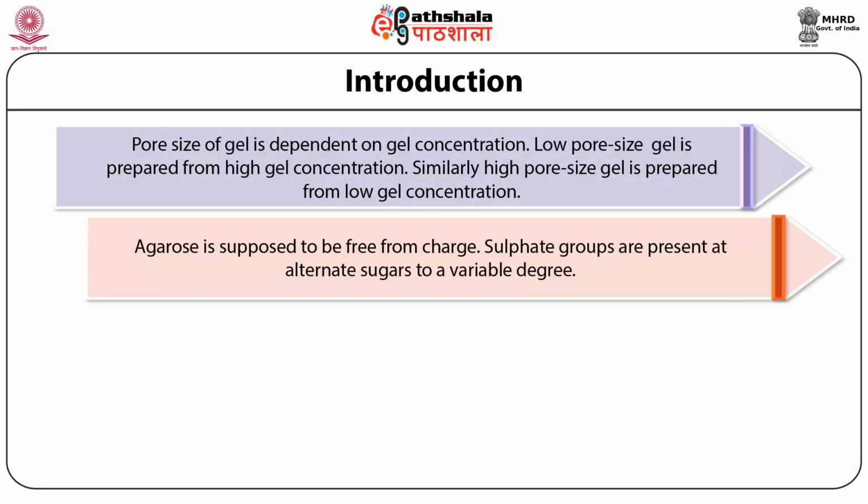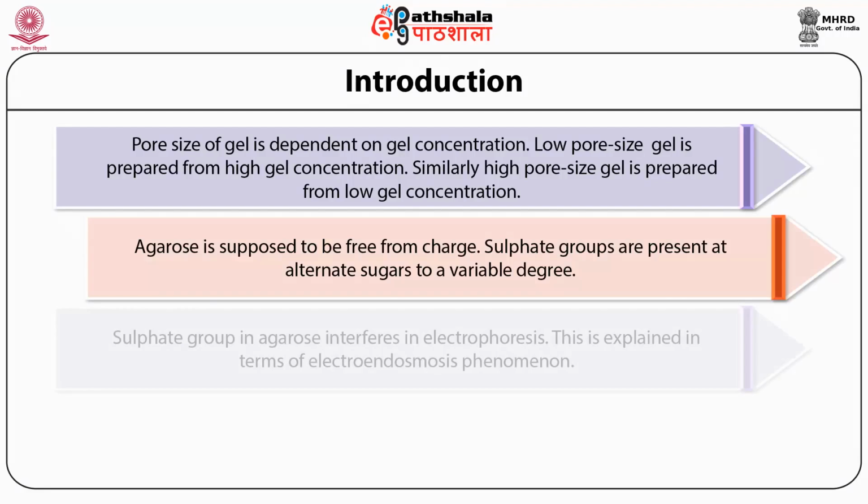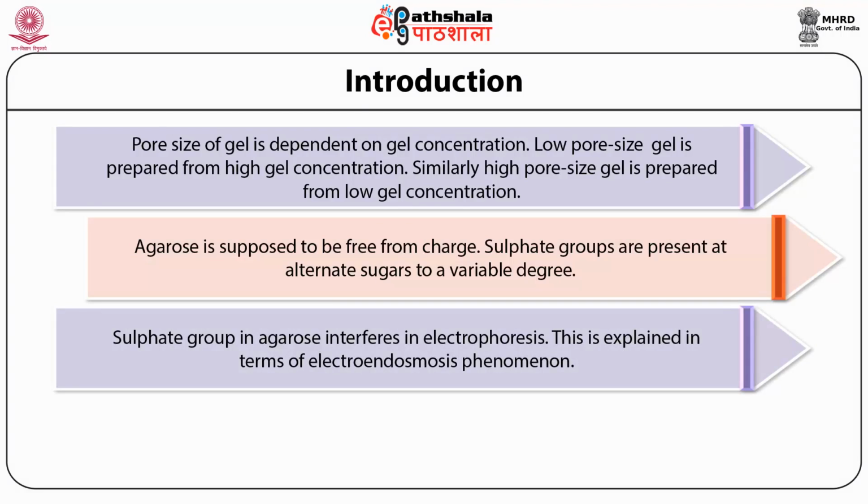Support matrix for electrophoresis should be free from charge. Sulfate group in agarose interferes in electrophoresis. This is explained in terms of the electroendosmosis phenomenon.